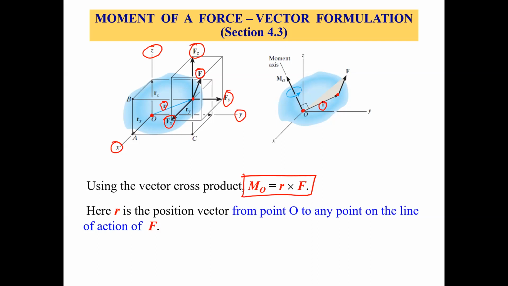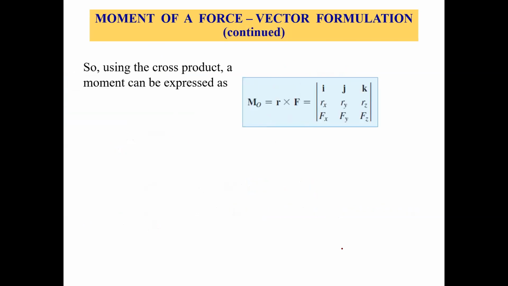Now, I hope you remember how to determine this position vector. All right, let's move forward. So using the cross product, a moment can be expressed as this: M sub O equals r cross F. Position vector cross product with the force vector.